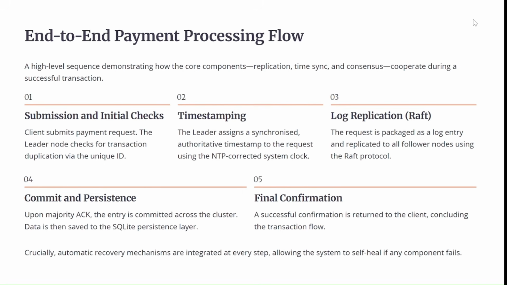Step 3, the leader adds a timestamp. Now the leader gives the payment a timestamp, but this isn't just any time. It's super accurate, synchronized time from our NTP system. This stamp ensures this payment will always be in the correct order in history, no matter what.